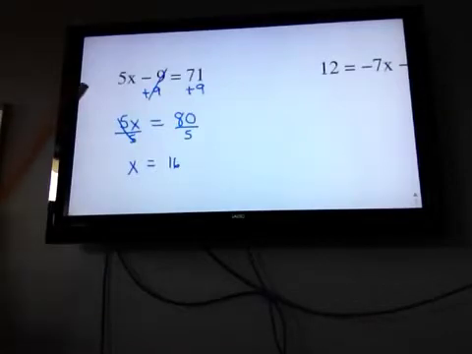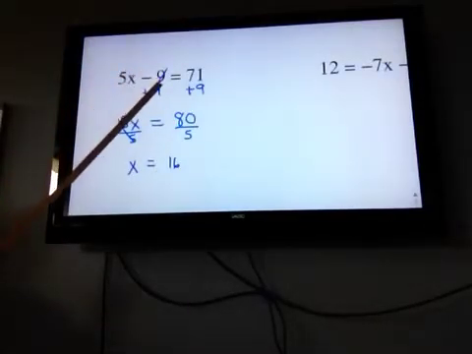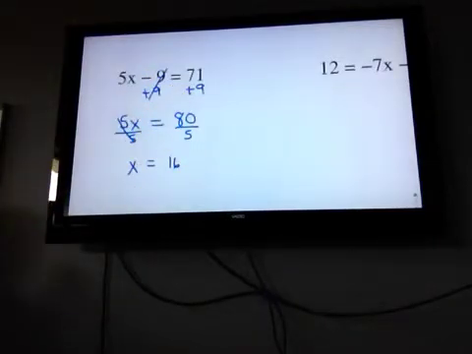So again, if I wanted to check this, I would go to my calculator and punch in 5 times 16 minus 9, enter. Do I get 71? If I do, I'm right. If I don't, I'm wrong.